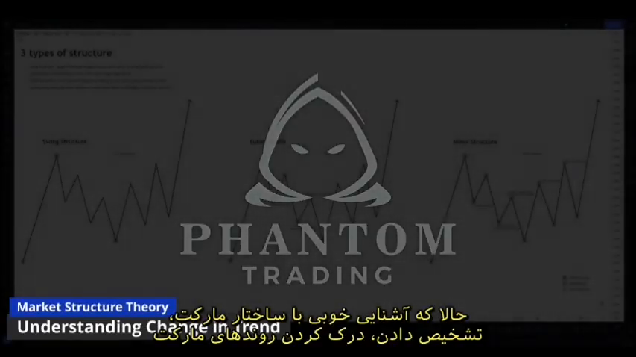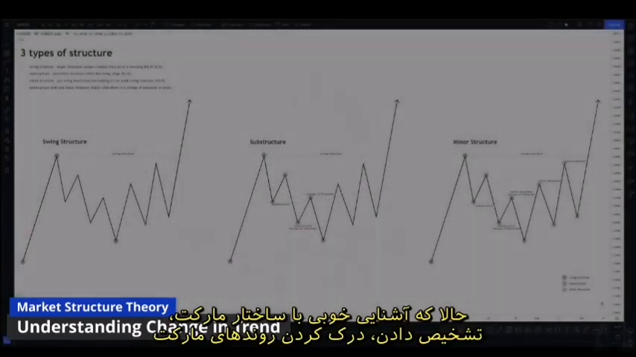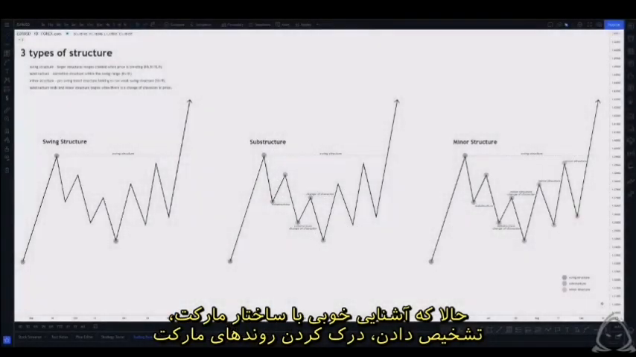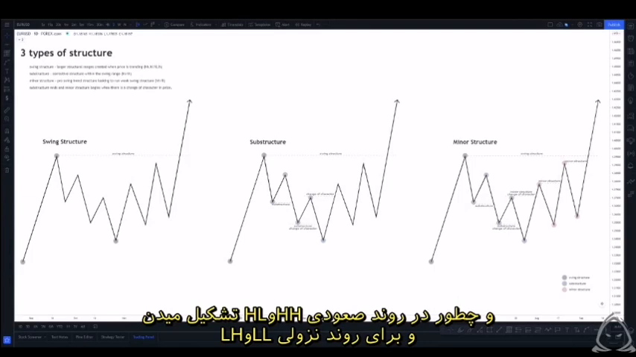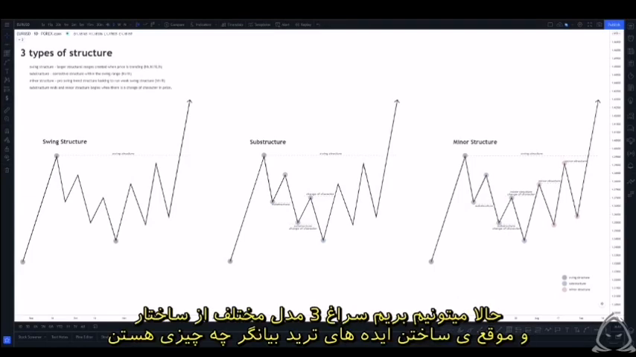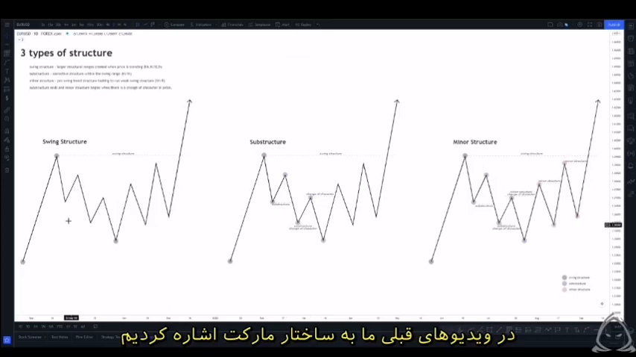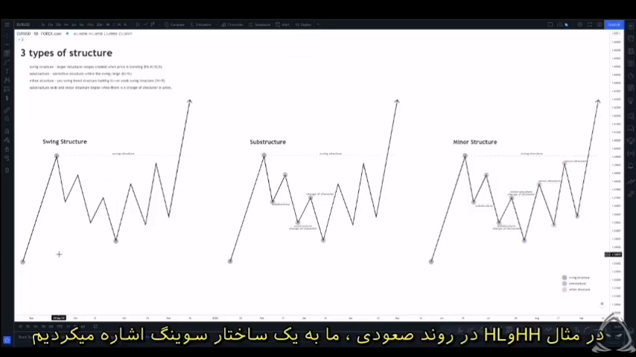Now that we have a firm grasp on market structure, and identifying and understanding trending markets and how they create higher highs and higher lows for bullish trends and lower lows and lower highs for bearish trends, we can now move on to the three different types of structure and what they represent when we're building our overall picture of structure.